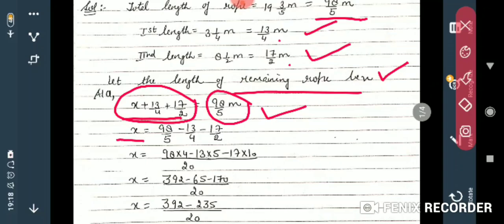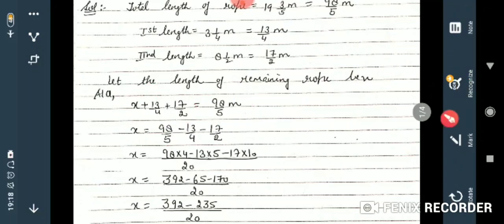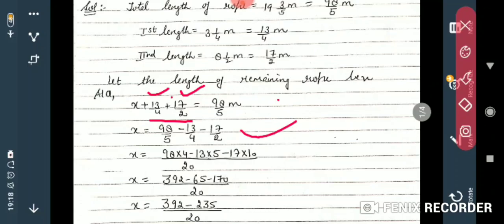So, as we have to find the remaining rope which we have considered x, we will keep it aside. So, 98 upon 5. Then these two values, 13 by 4 and 17 by 2, both are positive. So, when we shift from LHS to RHS, the sign gets changed. 13 by 4 meter is a positive sign, so it will become a negative sign, as well as 17 by 2 is a positive sign, so it will become a negative sign.